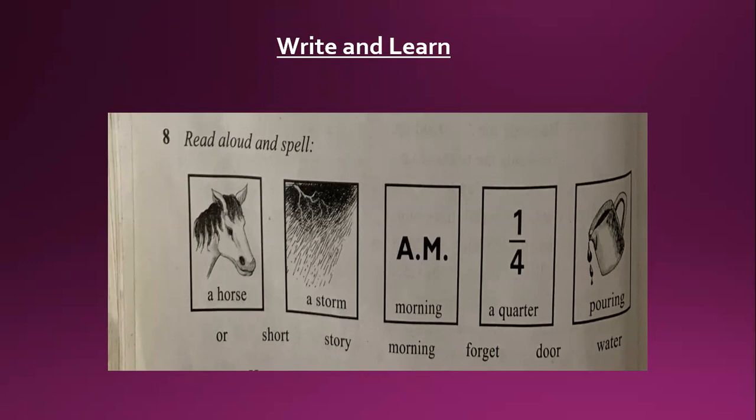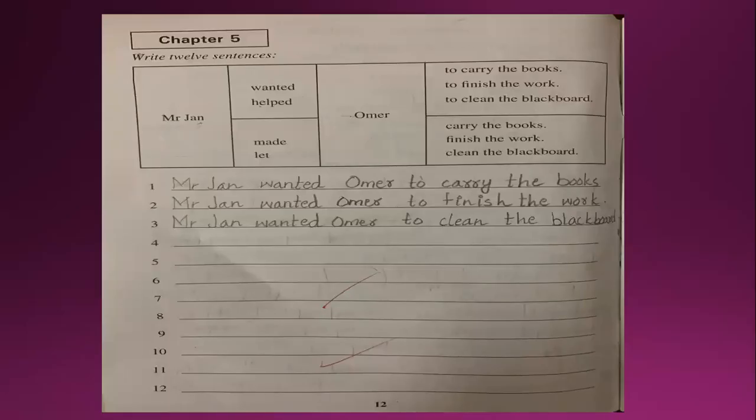Okay, this is our chapter 5. It's finished here. Now we will move to the word book. This is your word book, page number 12. What are they asking? Write 12 sentences. Remember these exercises we did in the previous lecture. The words here are simple: wanted, helped. Here, made and let. What I told you: when the words made and let are in the sentence, you will not write "to". So these words go with the sentence.